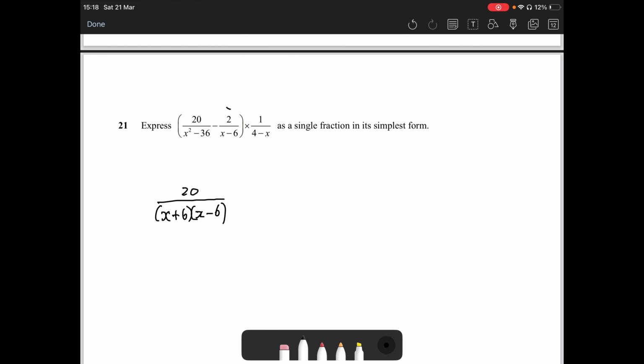Well, if I multiply the second fraction, top and bottom, of course, by x plus 6, they will have a common denominator. So let's do that. I'm not even going to expand the bottom bracket. It'll be x minus 6, x plus 6, which now means the denominators are identical. And the numerator will be 2x plus 12.